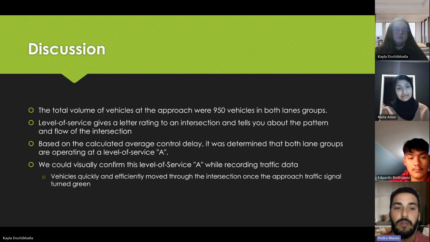In the discussion, the total volume of vehicles that approached the intersection was 950 vehicles in both lane groups. The level of service gives a letter rating to intersections and tells us about the pattern and the flow in the intersection. Based on the calculated average control delay, we determined that both lane groups are operating at level of service A. On the video, we could confirm that the level of service was A while the recurrent traffic was good. Vehicles quickly and efficiently move through both intersections, and also approach the traffic light when it turns green.